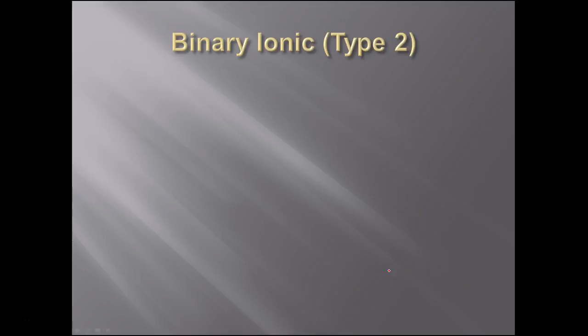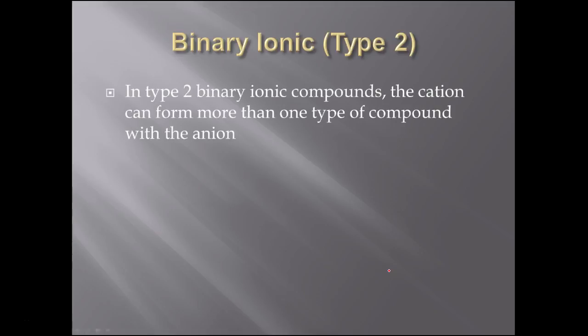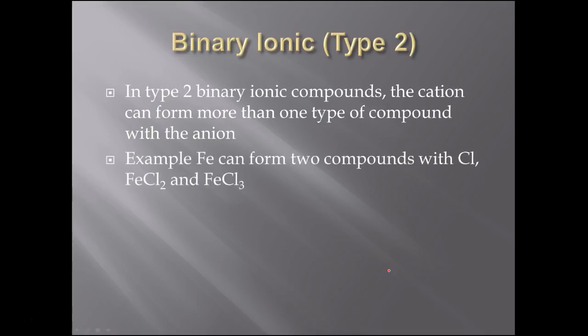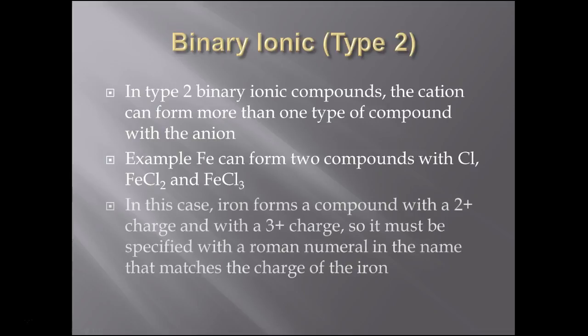I think we'll have one more after this to cover how to name acids, but let's start with binary ionic type 2 naming. With a type 2 binary ionic compound, the cation can form more than one type of compound with the anion. What that means is that cation is going to have two different possible charges. You could have FeCl2 and you could have FeCl3. The iron in each case has a different charge.